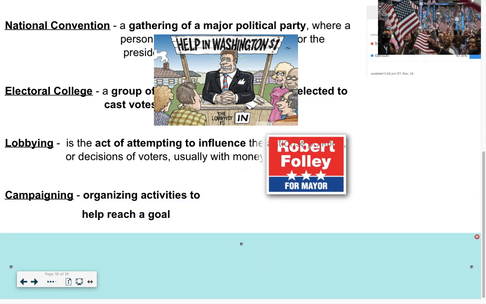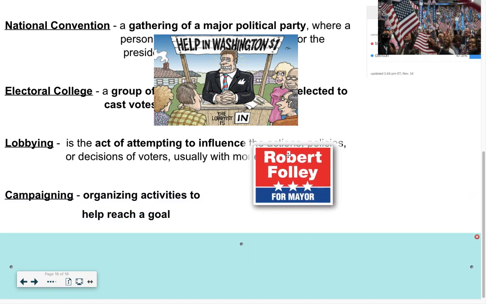Finally, we have campaigning. This was definitely in our Shattuck election as well, because people or groups organized activities to help reach a goal, right? We knew that AJ Price, Tyler G, Macy S, and Drew, they all had groups of people helping them try to win election. In fact, some of them helped film their campaign videos. Was this in the Shattuck election? You bet it was.